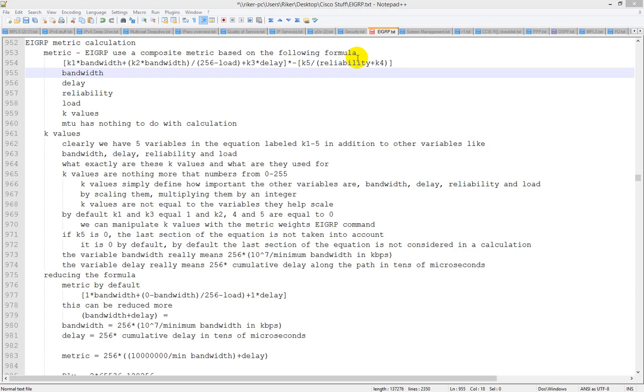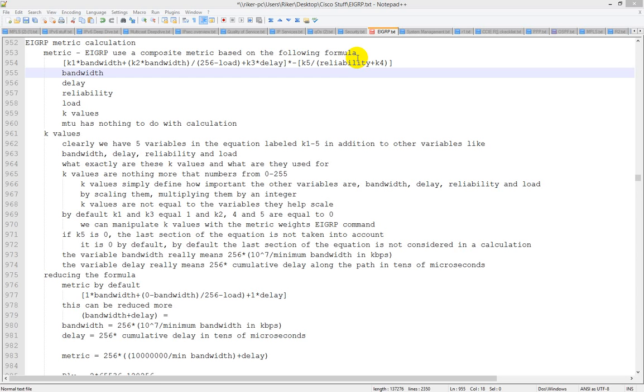Now, k values are not equal to the variables they help scale. They are just an integer value that you would use to indicate how important a particular k value is. So if you wanted bandwidth to be more important than delay, you could use that. Now, by default, k1 and k3 are equal to 1. K2, 4, and 5 are equal to 0. K1 and k2 are bandwidth and delay.